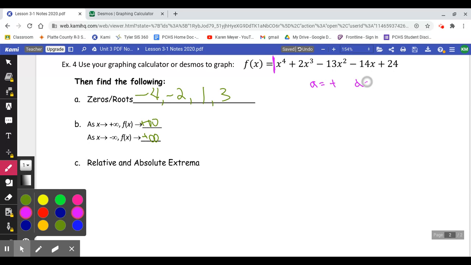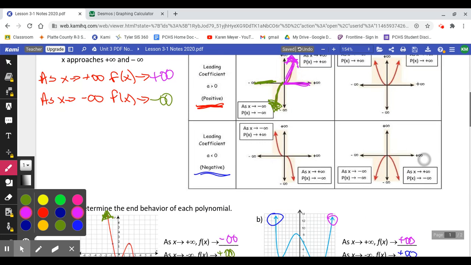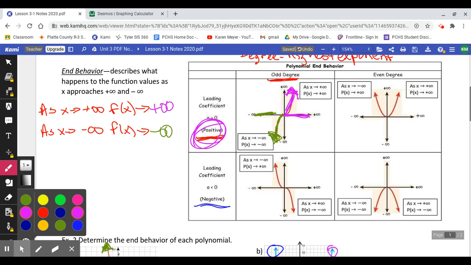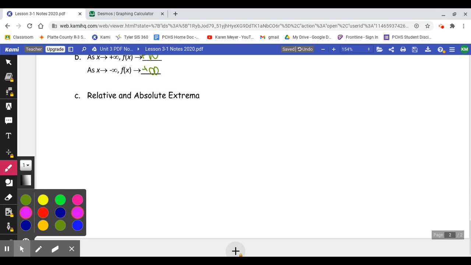The degree is the highest exponent, and the highest exponent in the problem is 4, which is an even number. So if I go back here to my chart, I got a positive a, and I got an even degree. So you'll notice right here, it tells you each function, whether you're on the left side or the right side, should be approaching positive infinity. So now back to the picture.